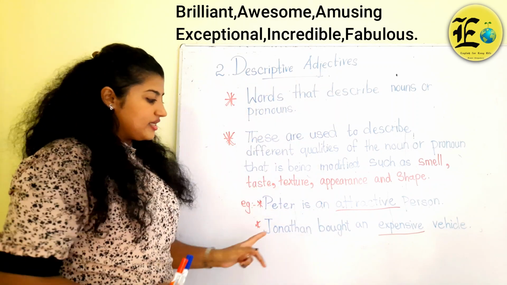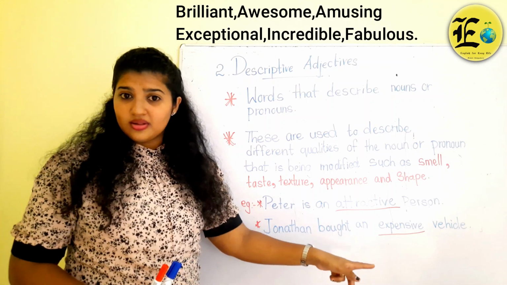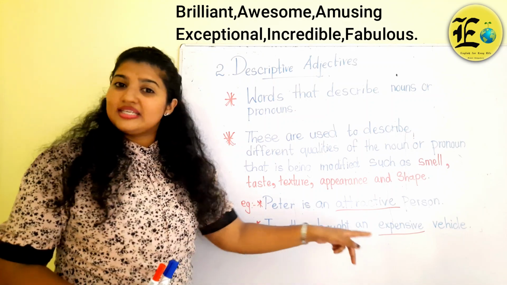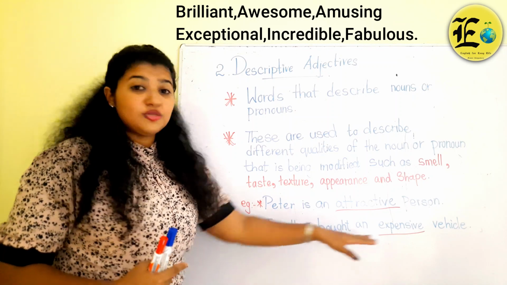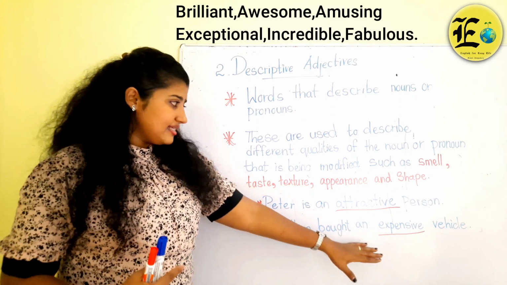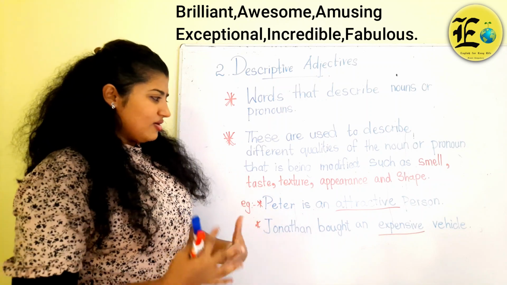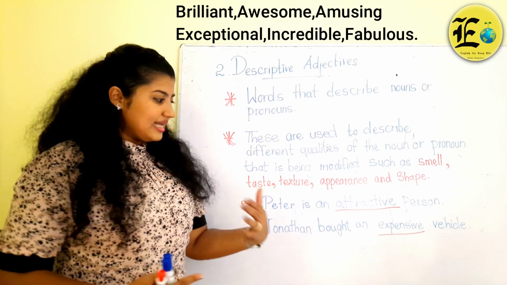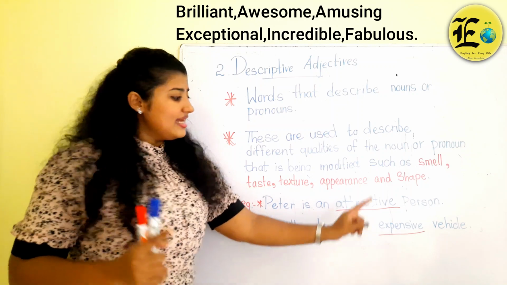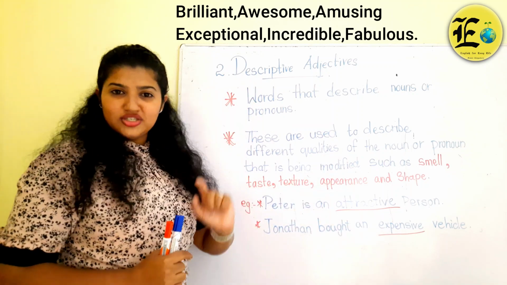In a similar way, Jonathan bought an expensive vehicle. So Jonathan had bought a vehicle which is expensive, and that most probably talks about the appearance once again, or the quality of the vehicle. That is expensive. So again, expensive is a descriptive adjective.